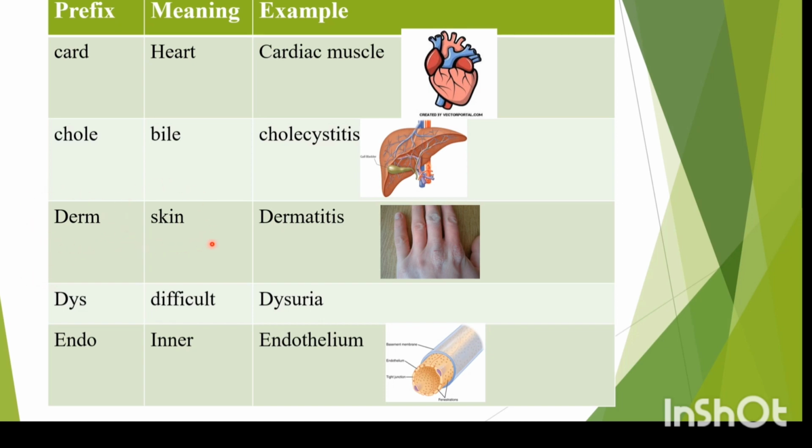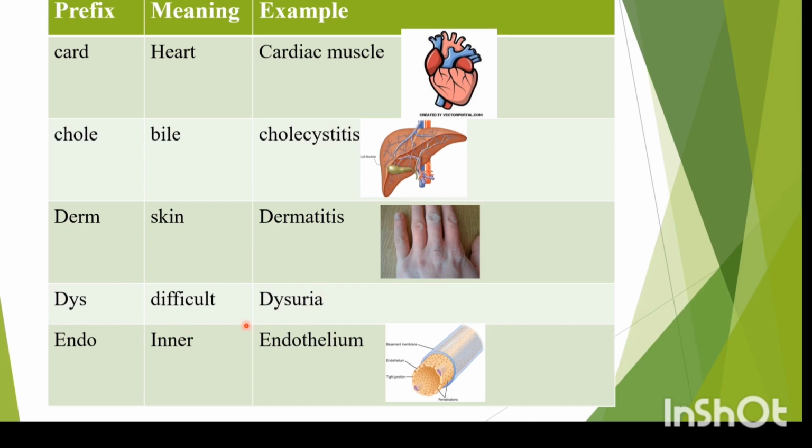Next one is derm. Derm means skin. Example, dermatitis. See here in this picture, there is some inflammation on the skin. This condition is called dermatitis. Derm means skin, itis means inflammation. So dermatitis means inflammation of the skin. Next one is dys.